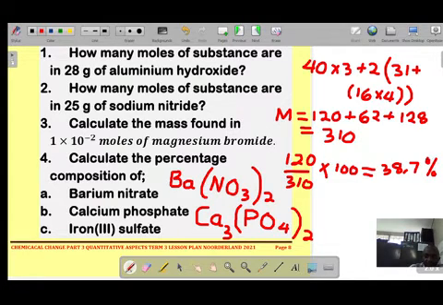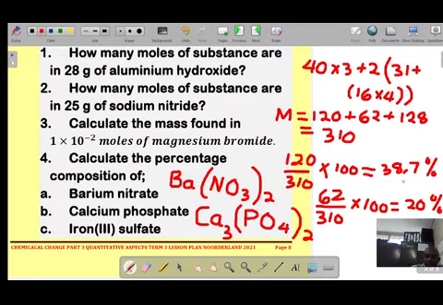Okay. I go ahead to do it for phosphorus. Now I'm going to use 62. I'm going to say 62 divided by the total times 100. 62 divided by 310 times 100. What do we get here? It gives us 20%.